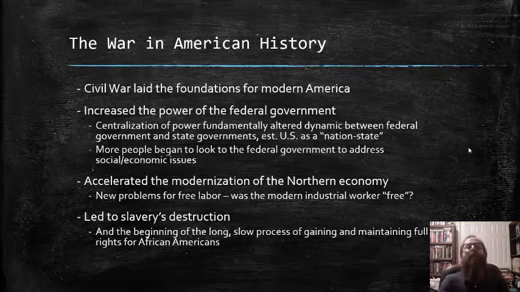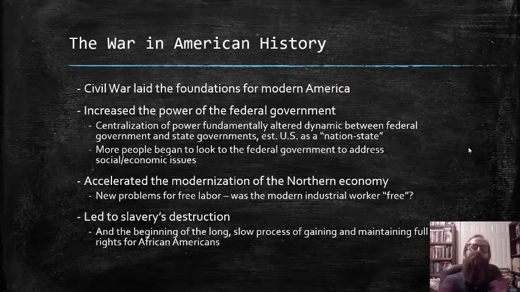The implications and the ramifications of the American Civil War have echoed throughout the rest of American history and is an issue that is still hotly debated and contested to this very day. However, there are some particular points that need to be highlighted to understand its fundamental alterations of the trajectory of American history. First, the Civil War laid the foundations for modern America. It increased the power of the federal government. Centralization of power fundamentally altered the dynamic between the federal government and state governments and established the U.S. as a full-fledged nation-state in and of itself.